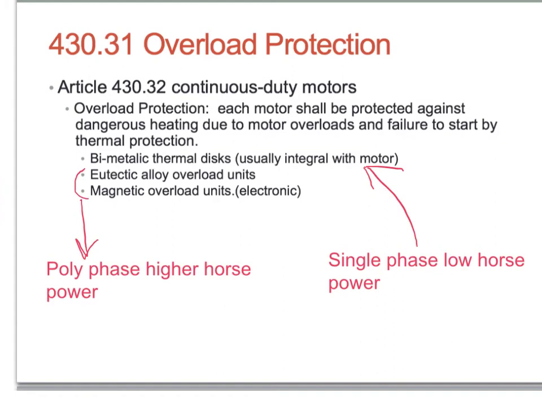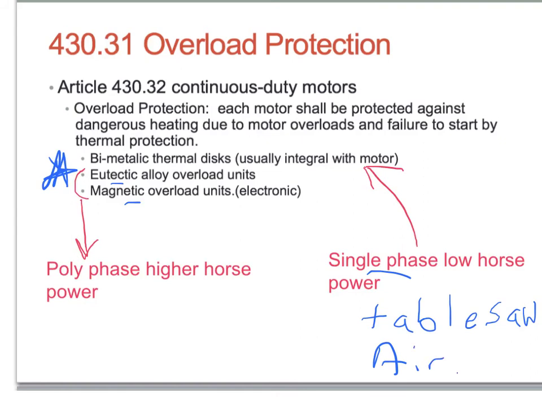As far as overload protection, we've been spending a lot of time with that. Remember, overload protection, we're going to use one of these items up here. Most of the time, if that's a three-phase motor, it's going to be either a magnetic overload or some type of eutectic alloy overload. And then we talked about the bimetallic thermal discs for single-phase motors. A table saw, or sometimes, we talked about your buddy's air compressor or your dad's air compressor. So those are going to be single-phase motors. They're going to have those small little red reset buttons, which is integral or built into the motor.